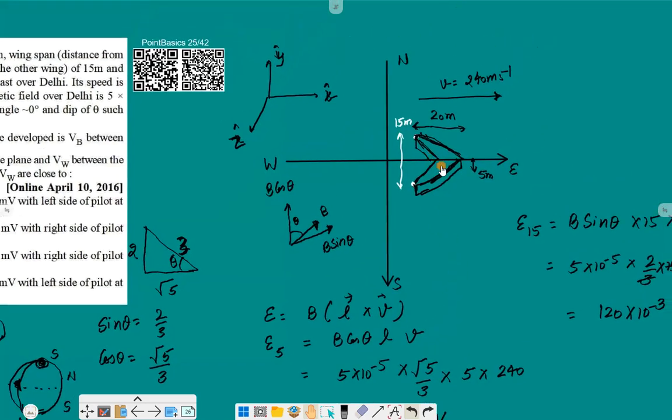So as we know that this is moving towards the east, and if the pilot is sitting here, then for this pilot, this north direction will be his left, and south direction will be his right hand side, assuming that the pilot is looking towards the east. So north will be left for him, and south will be right for him.